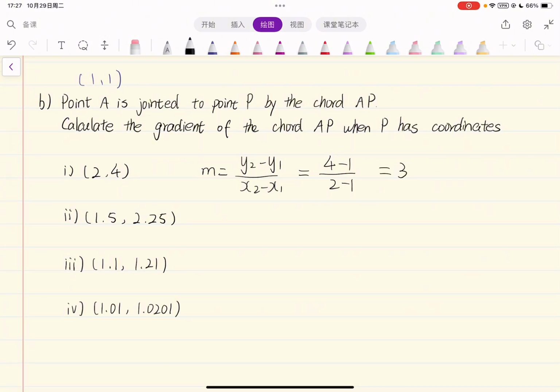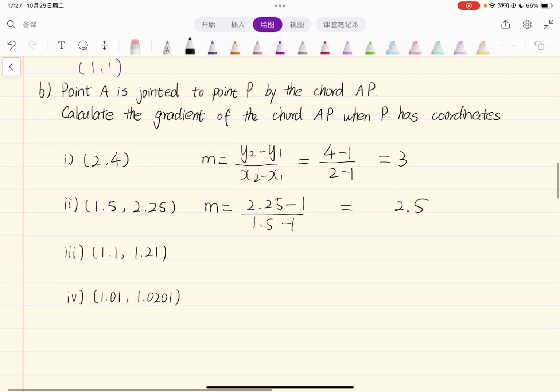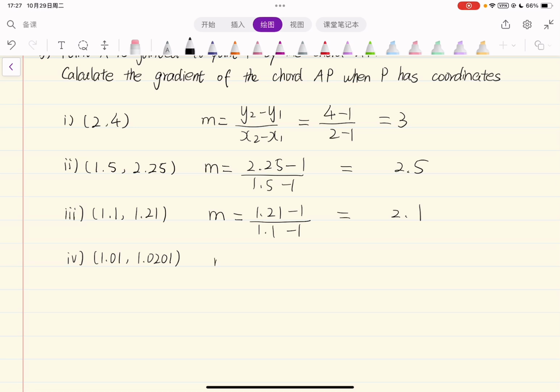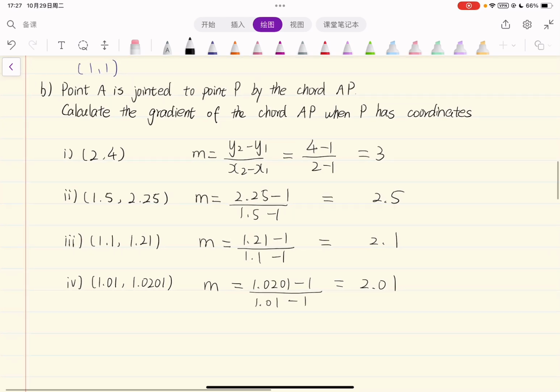For part 2, we have m equals 2.25 minus 1 over 1.5 minus 1 equals 2.5. For part 3, we have m equals 1.21 minus 1 over 1.1 minus 1 equals 2.1. And for part 4, we have m equals 1.0201 minus 1 over 1.01 minus 1 equals 2.01. So we have the gradients of the chord AP.